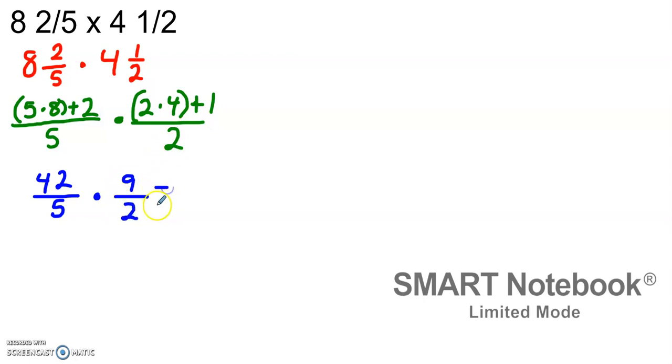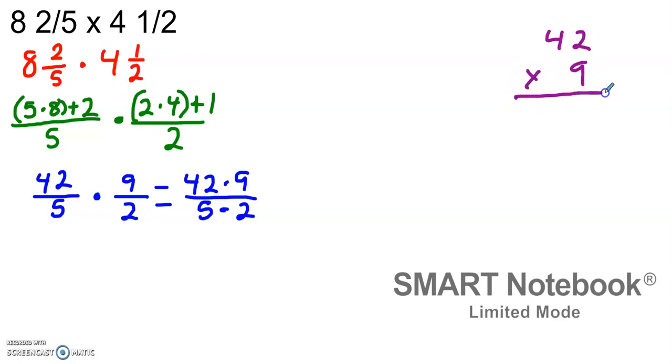And then I just multiply straight across. So I have 42 times 9 in my numerator, and in my denominator, I have 5 times 2. I could do this multiplication in my head, but these are larger numbers than in the last question, so I'm going to do my work on the side. So I have 42 times 9. And 9 times 2 is 18. I bring down the 8. I carry the 1.